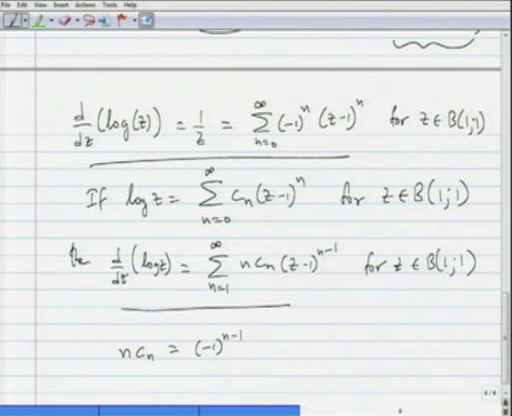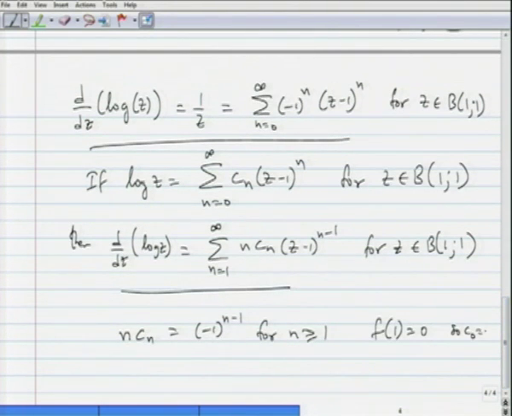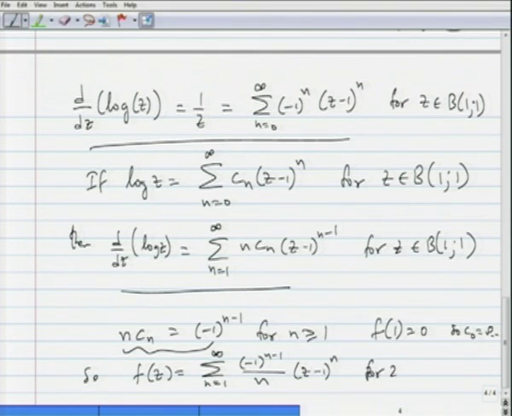Okay. And not only that, this is true for n greater than or equal to 1, and f of 1 is 0. Okay, log 1 is 0. So, c_0 is 0. Okay. So, f of z is equal to sigma n equals 1 through infinity of (minus 1) power n minus 1 divided by n, because c_n is now, from here, (minus 1) power n minus 1 divided by n, times (z minus 1) raised to n for z belongs to B(1,1). Okay. So, that is the power series for this branch of logarithm.